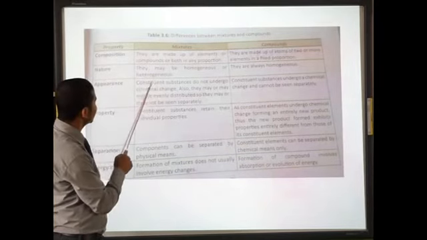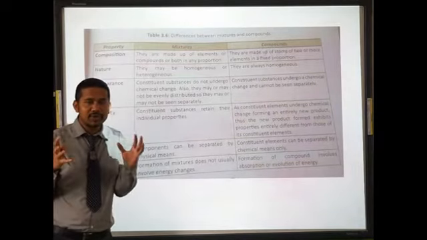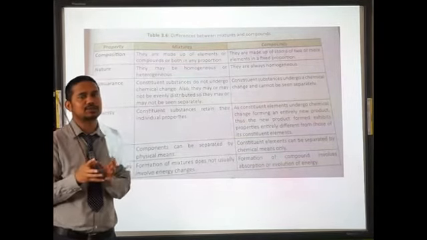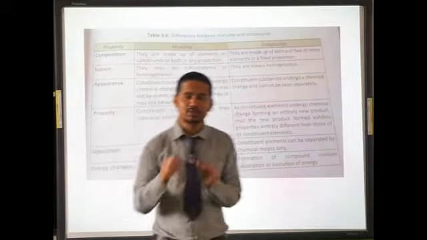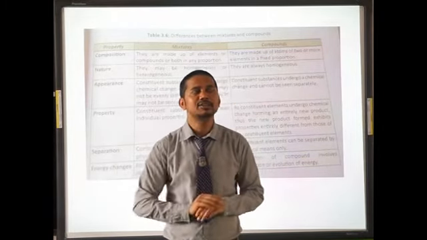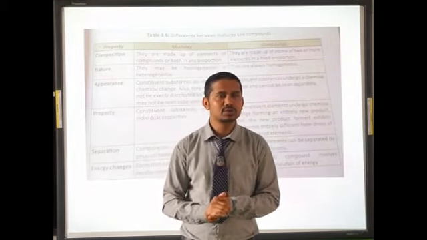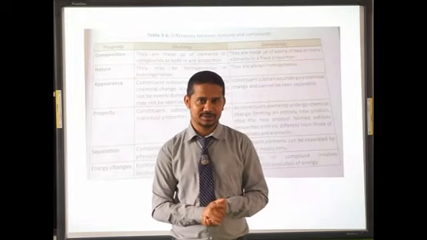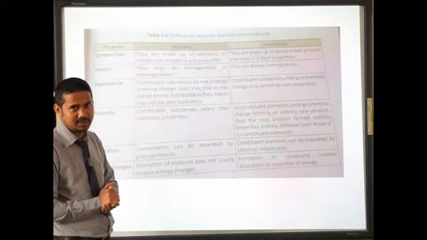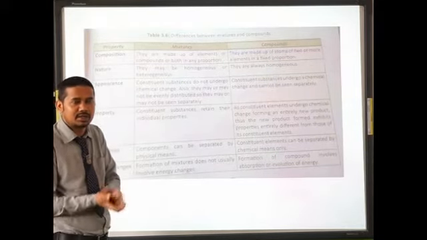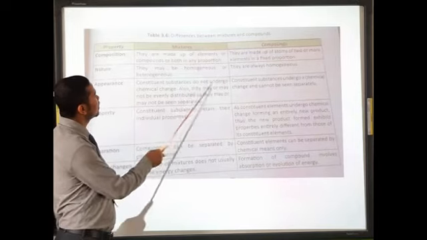Then appearance. Constituent substances do not undergo chemical change. Whenever we are making mixtures, no chemical change takes place. That means when you dissolve sugar in water, no chemical change takes place. That is a physical change, because we can get the sugar back. So that is a reversible change. No new substance is formed, and they retain their properties. Sugar retains its property and water retains its property. So they do not undergo chemical change.